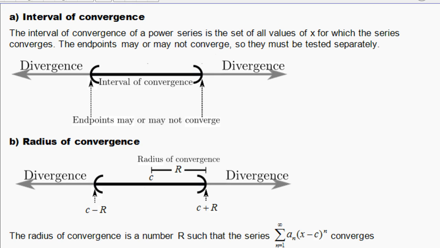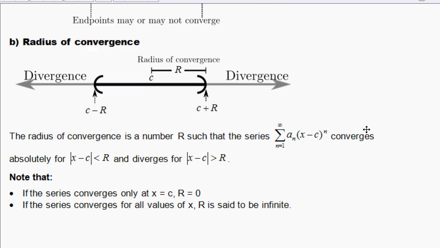We have already talked about the interval of convergence in the previous videos. Now, the interval of convergence of a power series is the set of all values of x for which the series converges. I've already talked about the fact that the endpoints may or may not converge. Now, the radius of convergence is simply half the interval of convergence, centered at the midpoint of the interval. And we use the letter r for the radius of convergence.